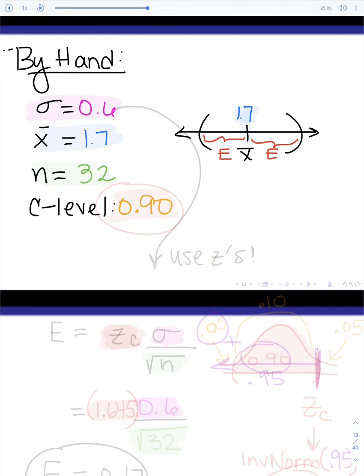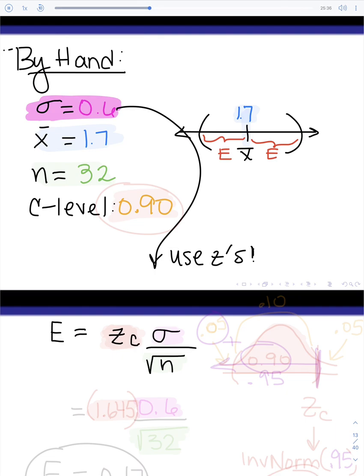Because we have sigma, we had two error formulas, and we're going to use the error formula with the z's in it. The error formula with the z's in it looked like this: the error E equals z sub c sigma over the square root of n.